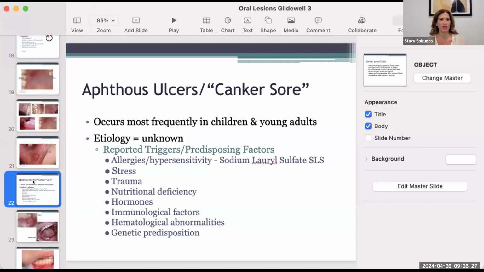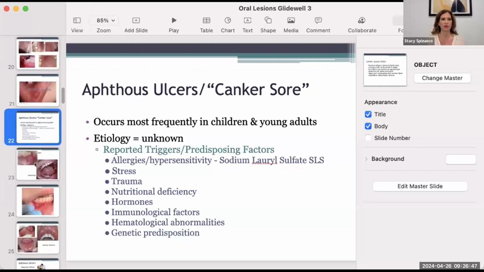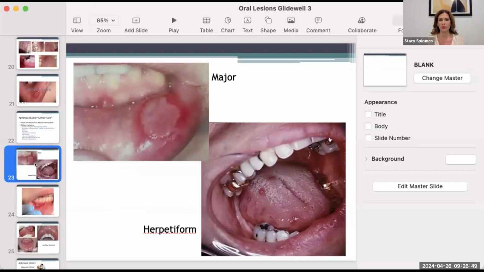So people can have allergies to certain things. I find that sodium lauryl sulfate, which is the chemical in toothpaste, if it's higher up on the ingredient list, a lot of people are prone to more canker sores. You get a canker sore from stress, trauma, nutritional deficiency, hormonal changes, hematologic abnormalities, and sometimes a genetic predisposition. So just a couple of examples.